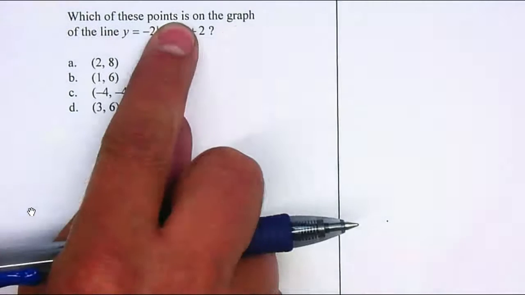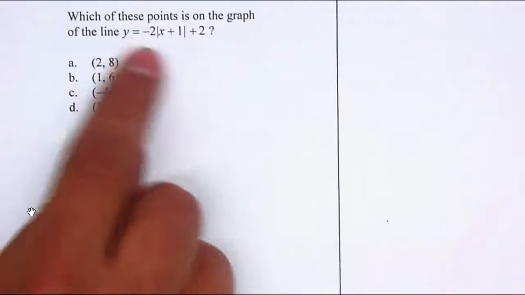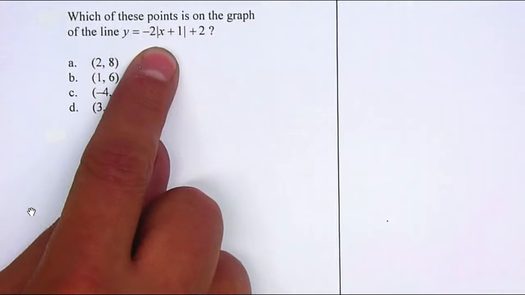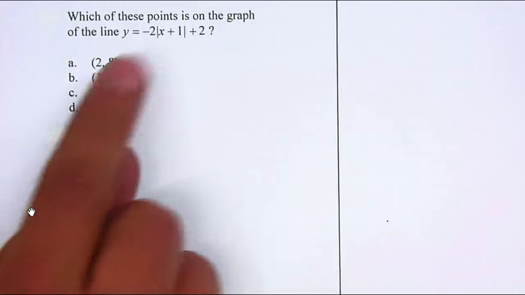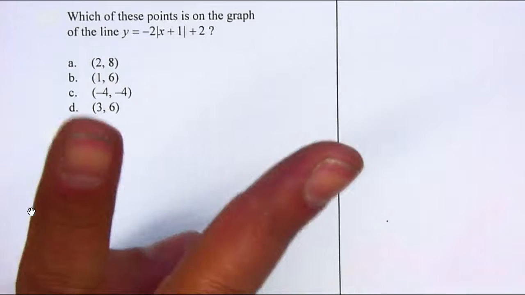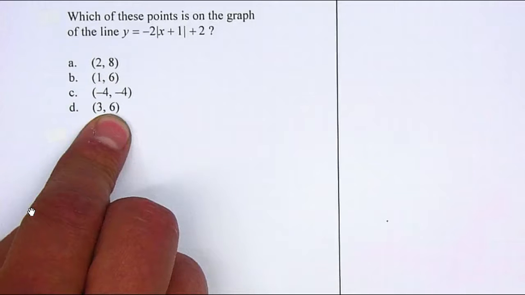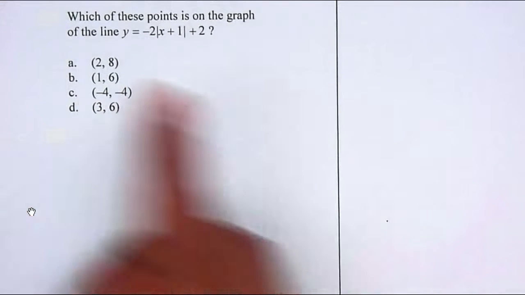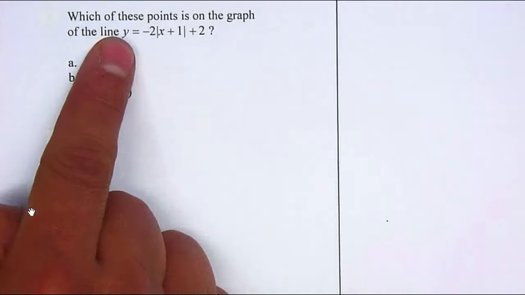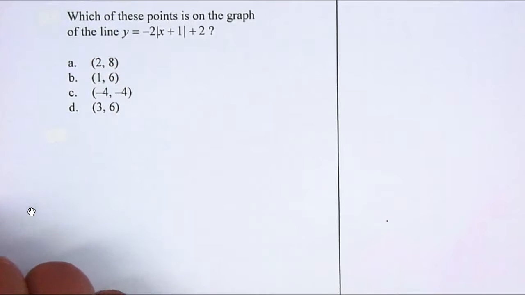Which of these points is on the graph or on the line? If they ask you to determine whether a point is on a graph or on a function, you have two options. You can graph the function and find out if any of these 4 points are on the function. So you can always make the graph and find out if it crosses any of those 4 points.